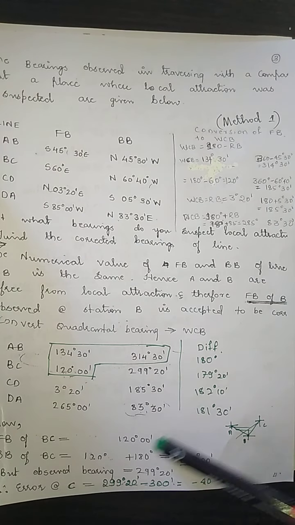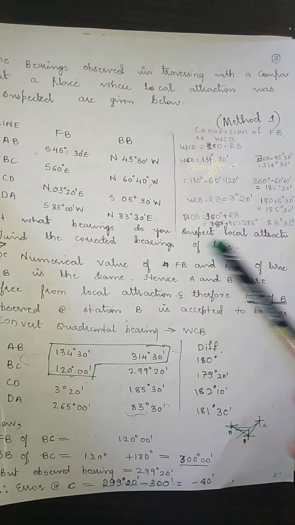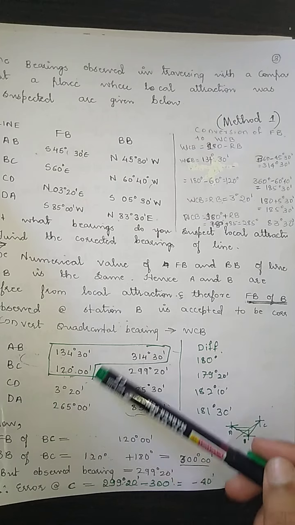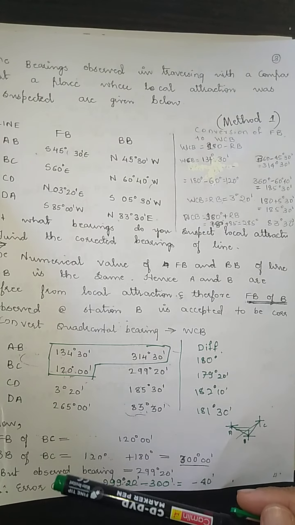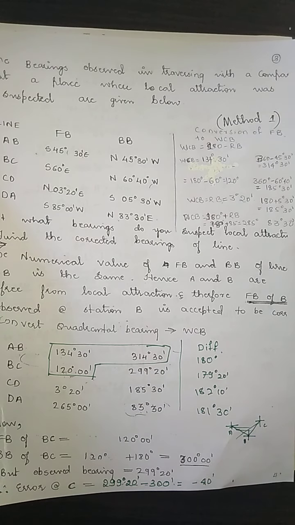Similarly, I have transferred it here. Now, whatever readings I have got, I have written clearly over here: 134 degree 30 minutes, 120 degree, 3 degree 20 minutes, 265 degree. Then the corresponding back bearings are over here. I have converted them and written them clearly over here.